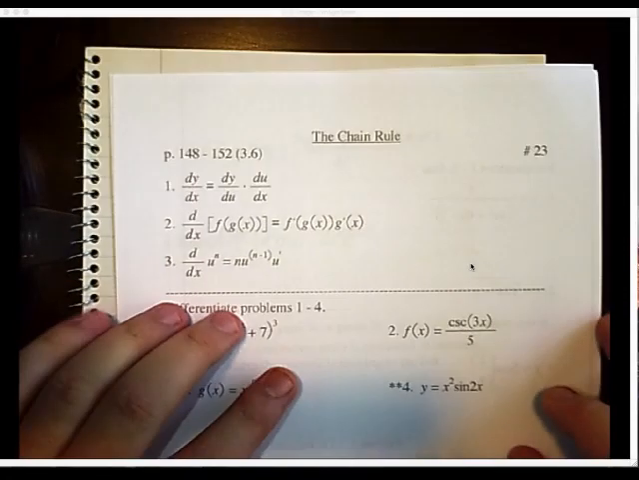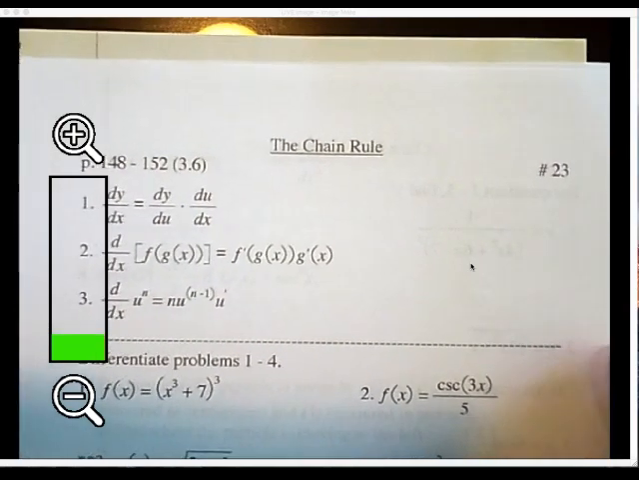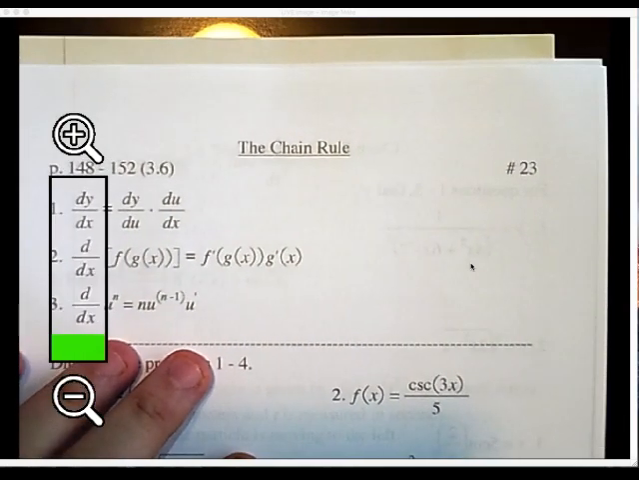Alright guys, this is going to be note card 23 called the chain rule. Okay, so here's what we're going to think of as the chain rule.